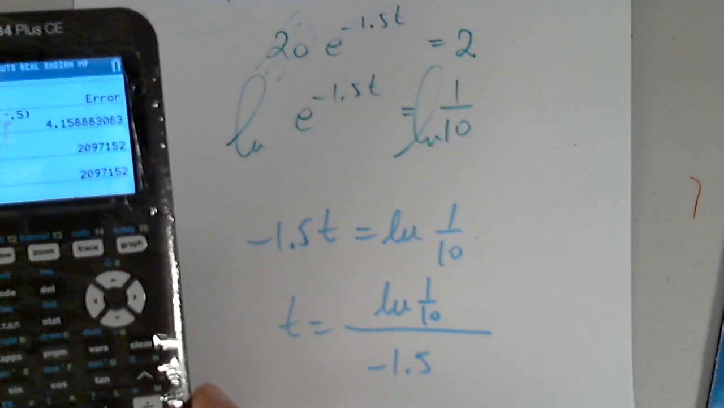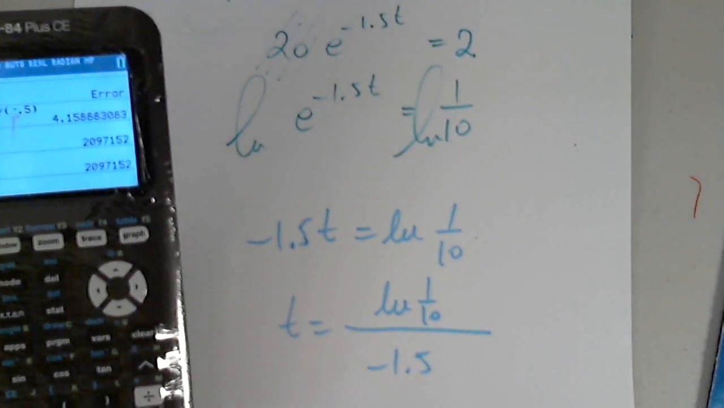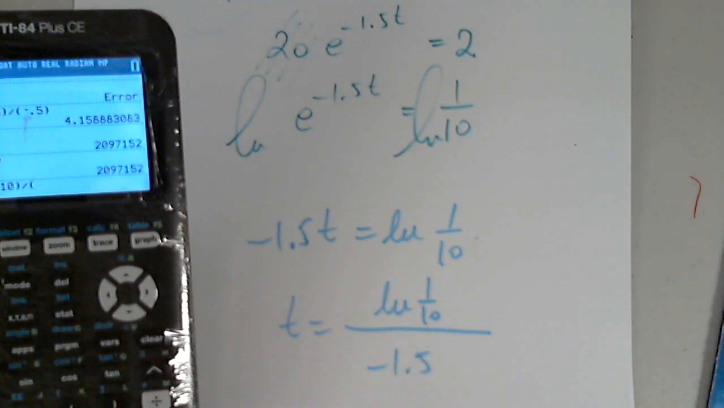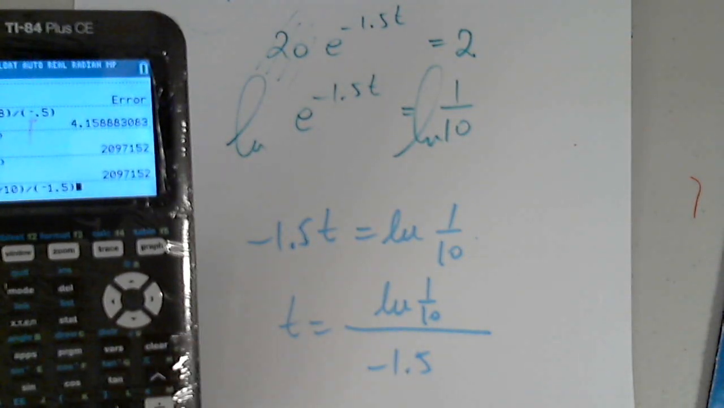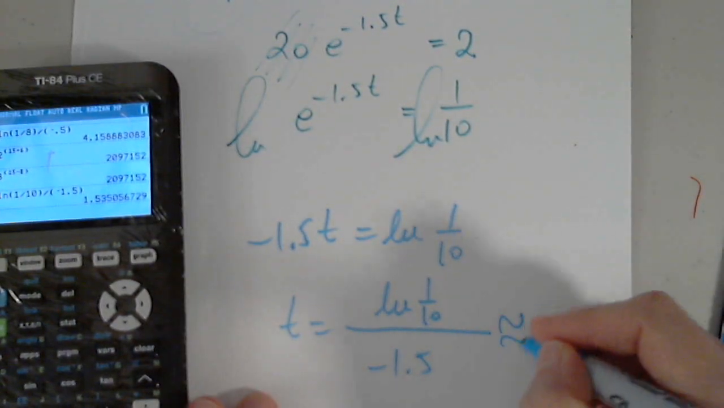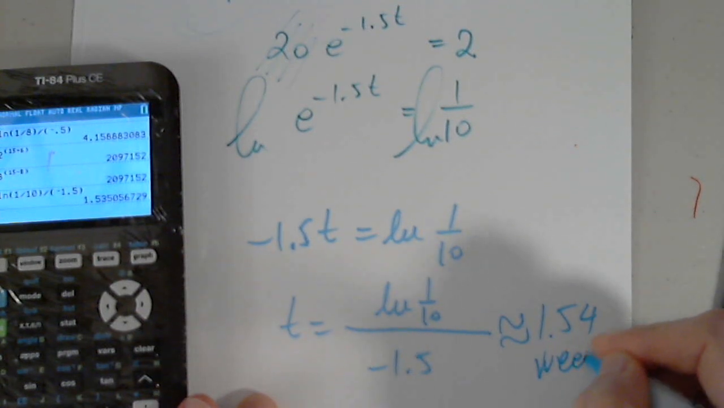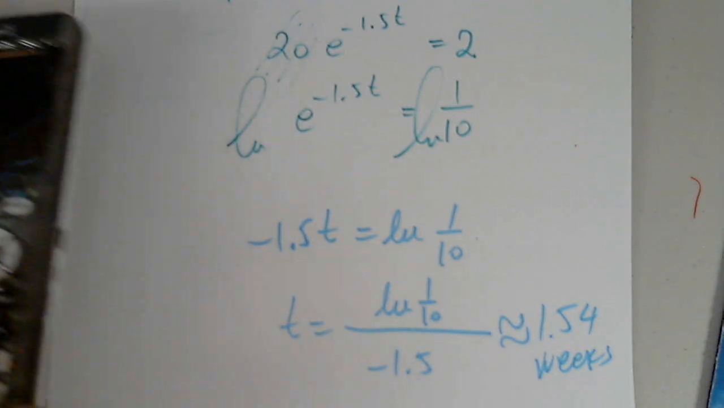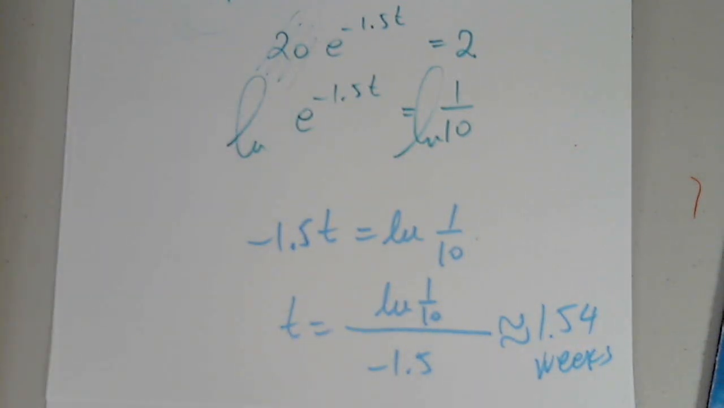So natural log, don't forget parentheses around the denominator. 1 divided by 10, close the parentheses, parentheses again, negative 1.5, close, and enter. 1.54 approximately weeks. So somewhere between the first week and the second week, it jumps to 10,000. That's what makes these functions so scary. Very good.